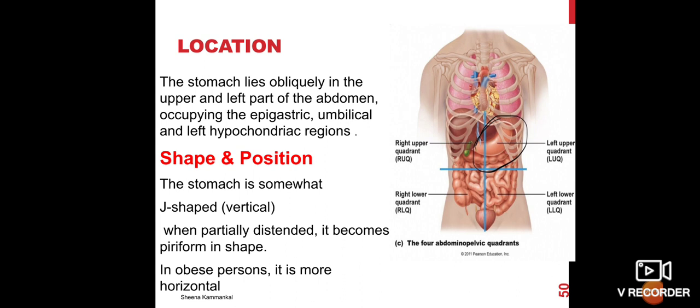Regarding the location, the stomach lies obliquely on the left side of the body. So it covers the epigastric region, the umbilical region, and the left hypochondriac region. The shape of the stomach is a J shape, small letter J. When it is partially distended, it becomes piriform shaped. In an obese person, it is more horizontal.